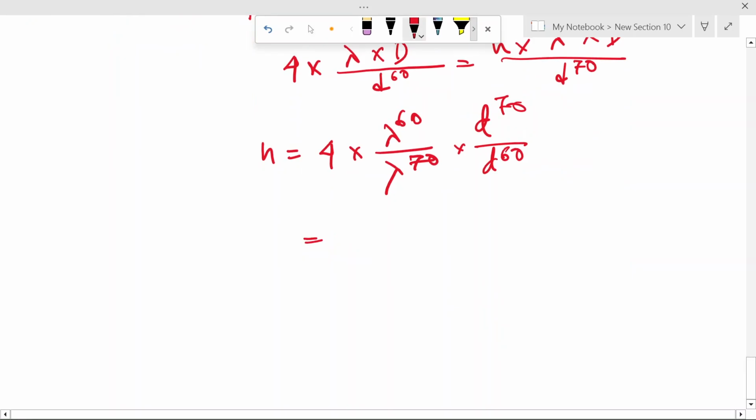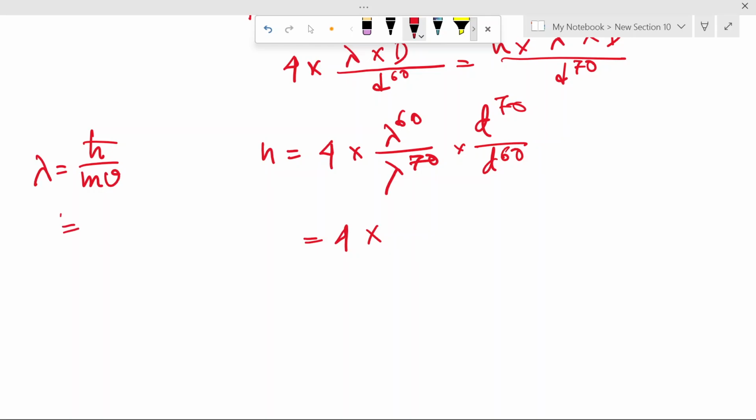Now d70 and d60 have been given, but lambda has not been given. How would you find lambda? Use the de Broglie hypothesis. Lambda is equal to h by mv. It has been given that the kinetic energy for both the beams is the same, so you can assume v squared is the same for all the cases, and so lambda is proportional to 1 by mass, and mass will be proportional to the number of carbon atoms that make this thing.